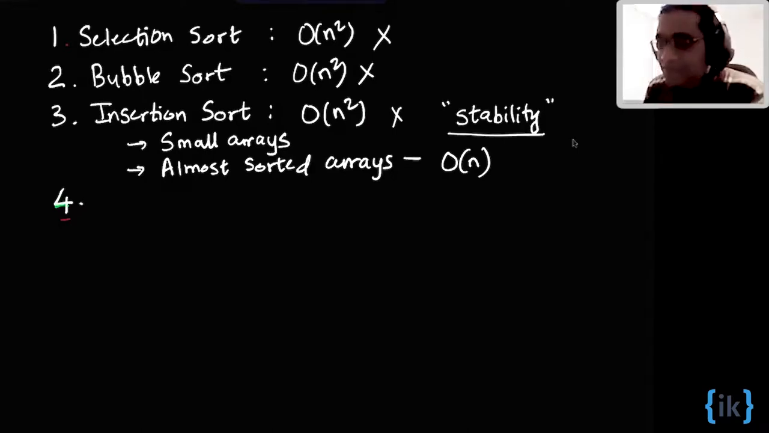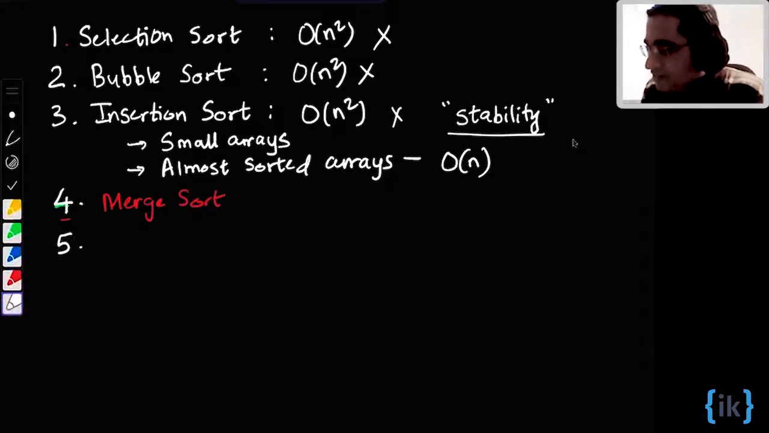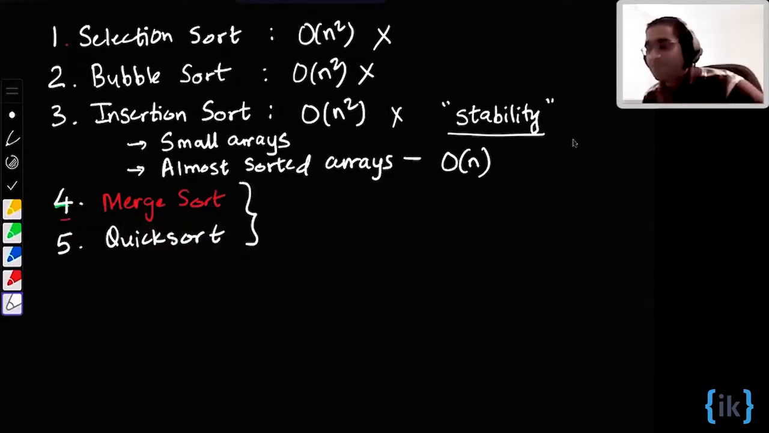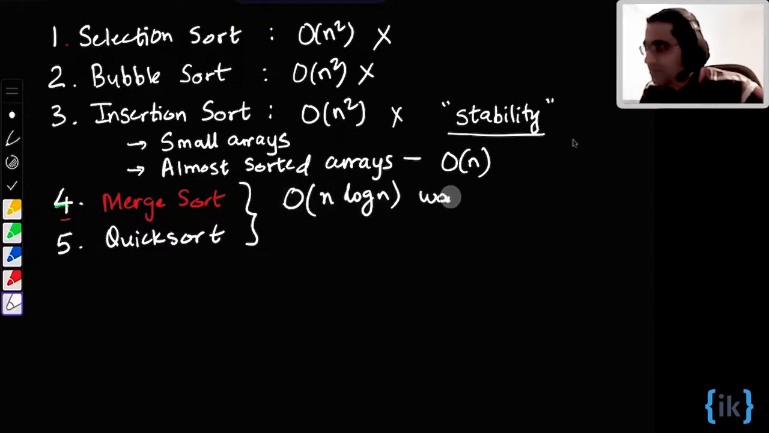So we've done those 3 inefficient algorithms, and then what are the efficient ones? We had merge sort, as someone mentioned, and quicksort, which is also a divide and conquer algorithm. Both of these are divide and conquer. What's the time complexity? N log n, worst case for merge sort, and n log n average case for quicksort.